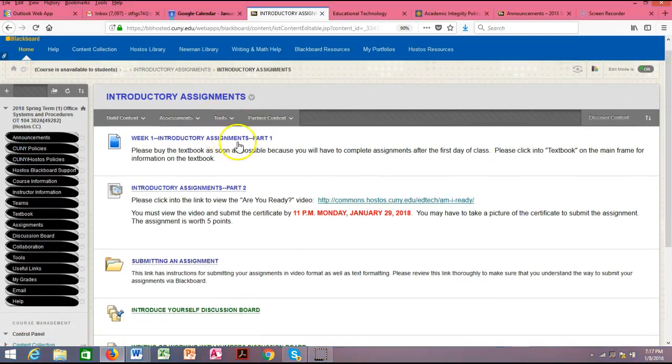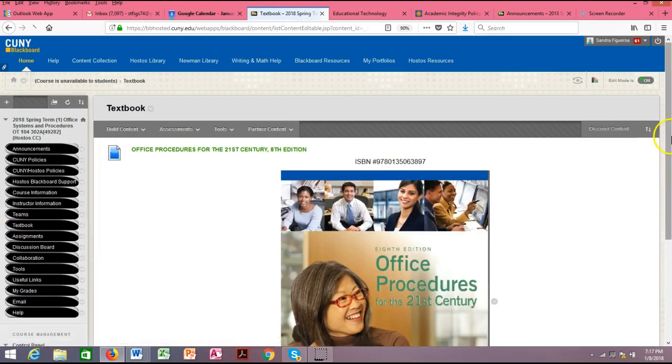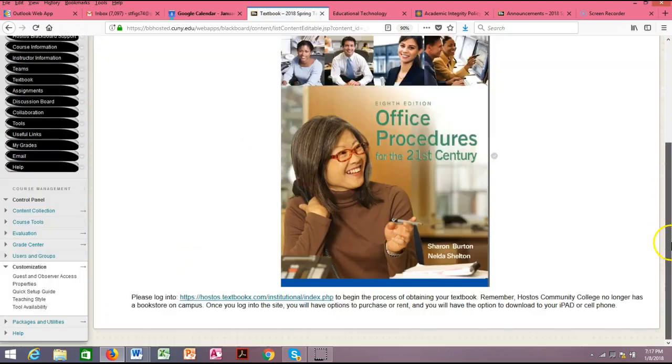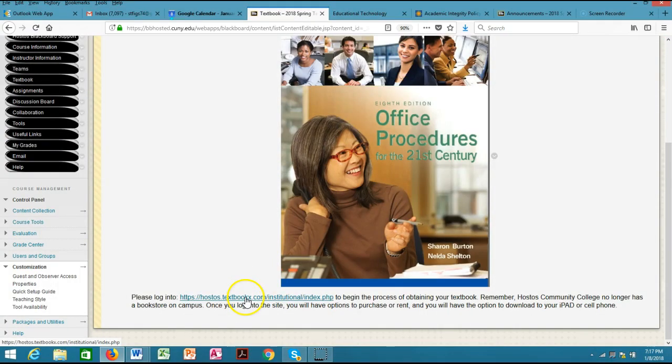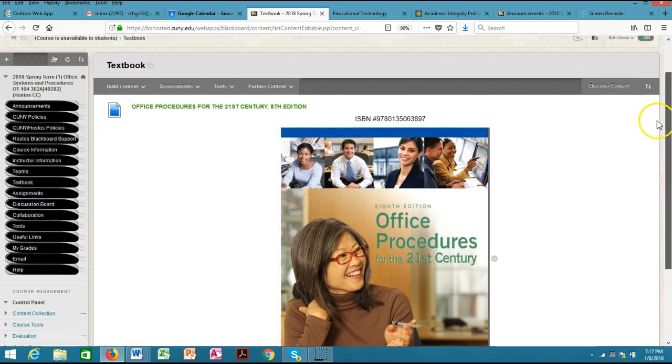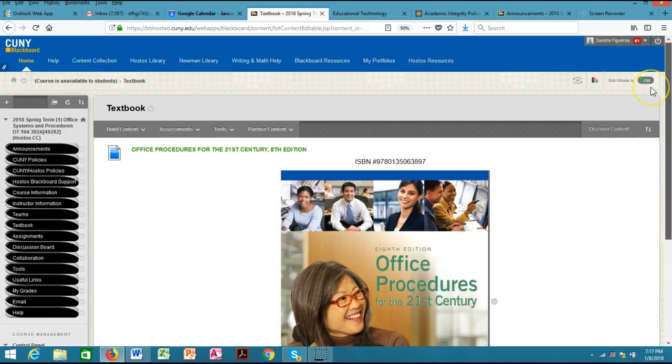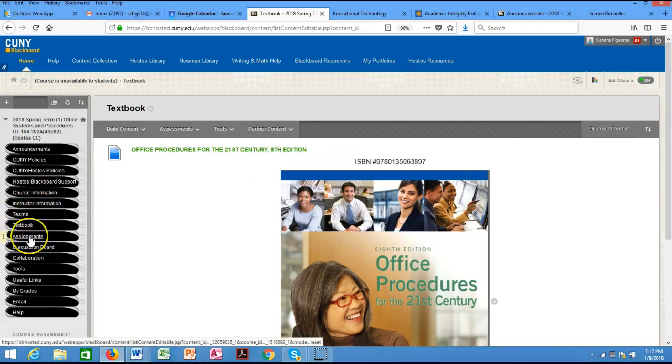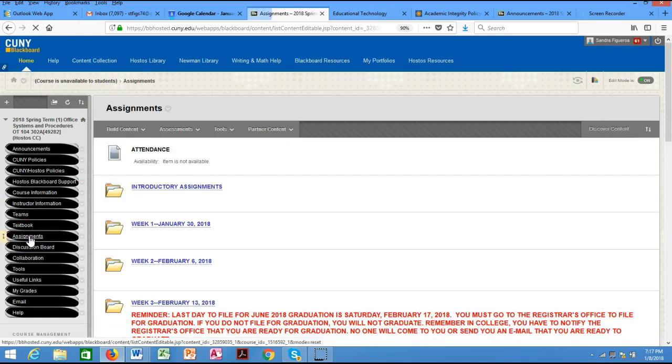All right, buy the textbook as soon as possible. You want to know what the textbook is. There's a copy of the textbook with the ISBN number. Go to this link. That'll show you how to purchase your textbook, because there are no more bookstores within CUNY, or very few of them. So please make sure you know how to log in and get your textbook. Any questions, post it on the Q&A, because we'll be able to help you that way.